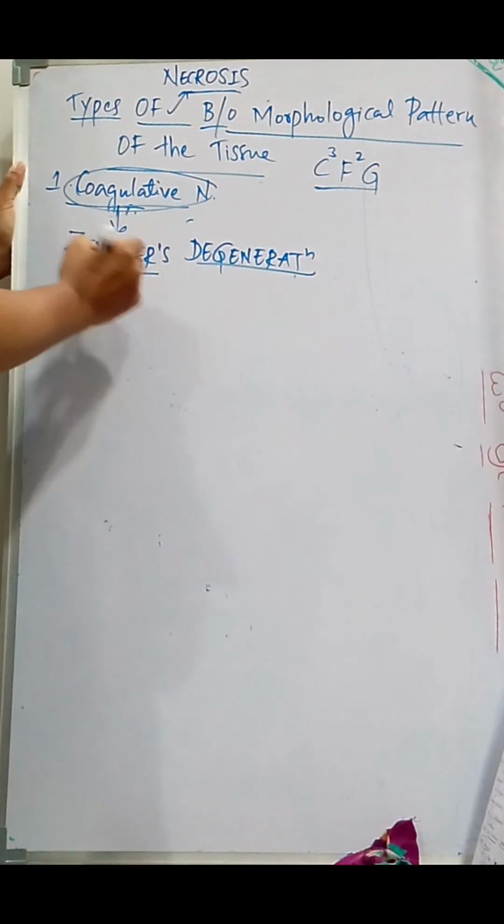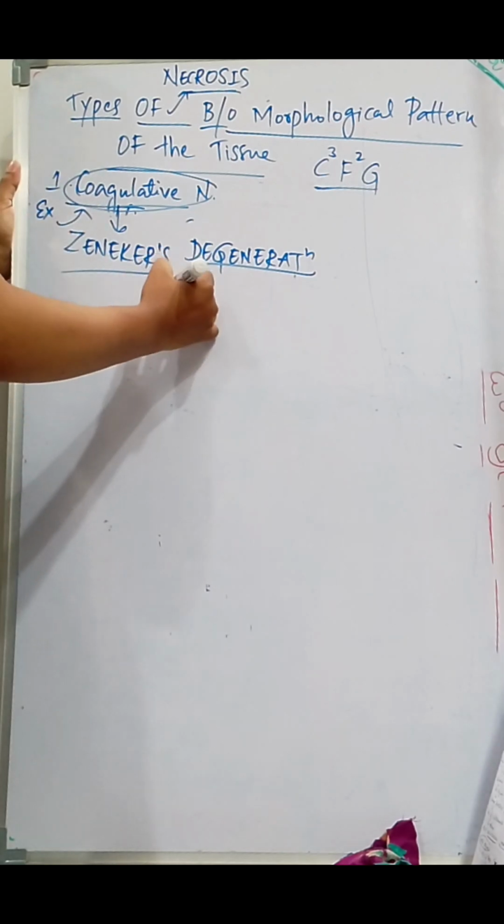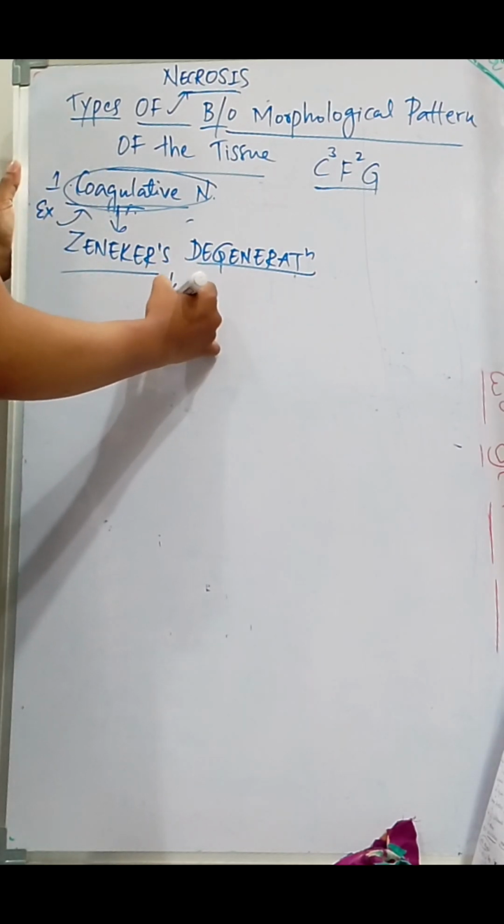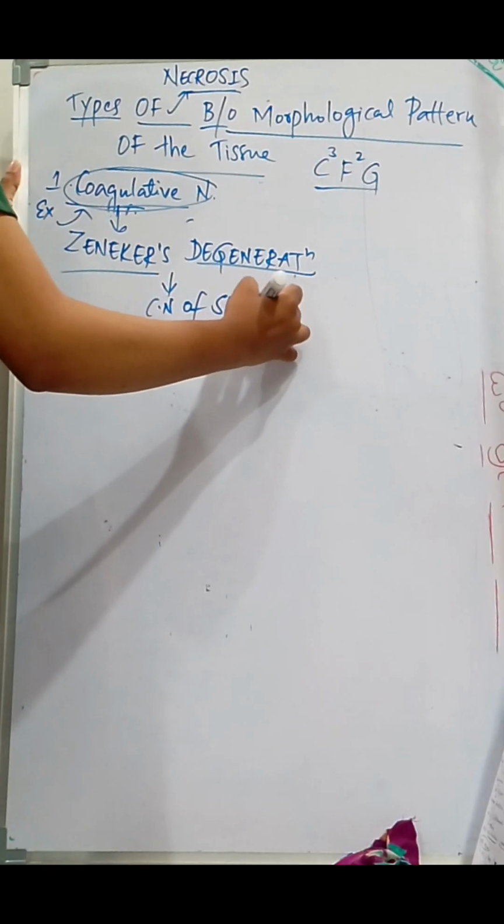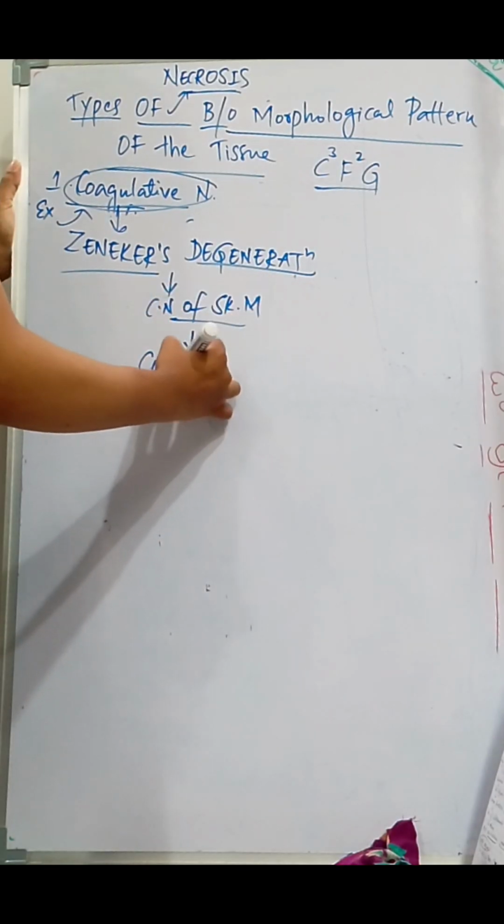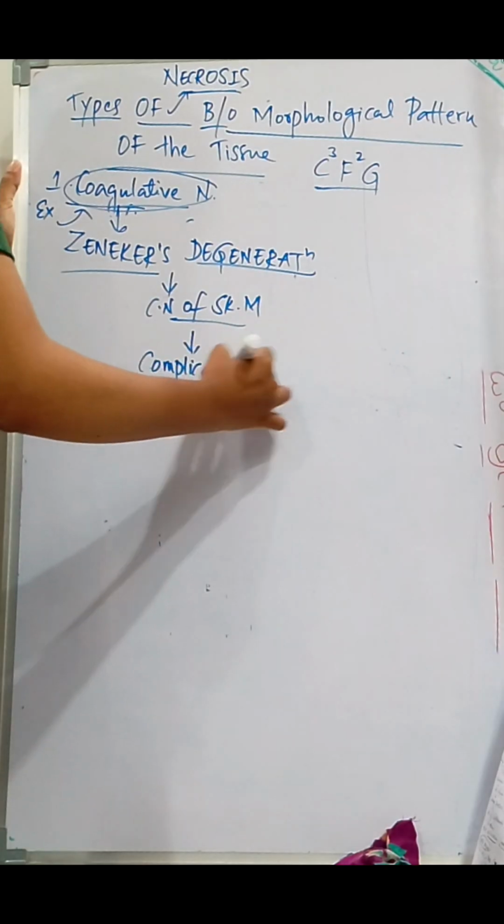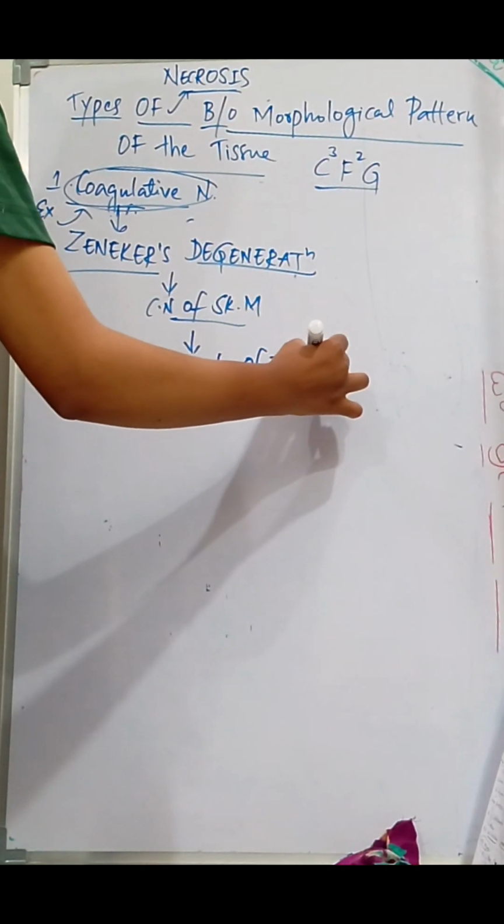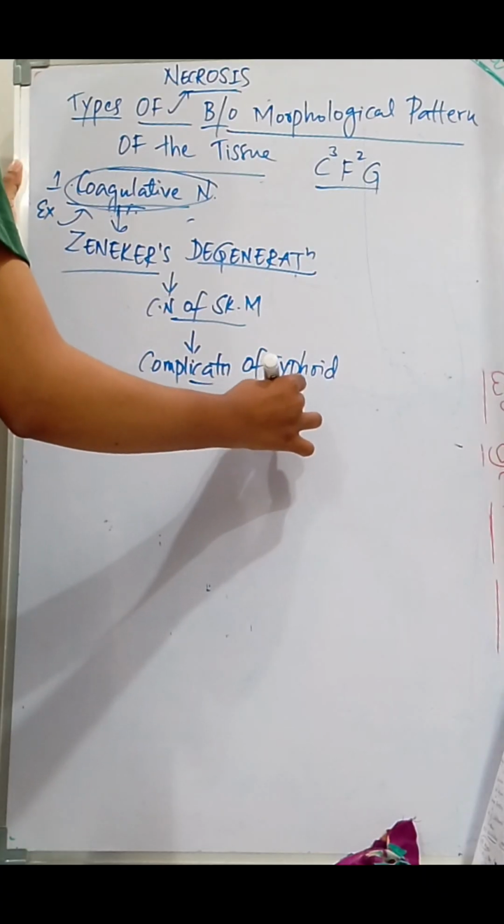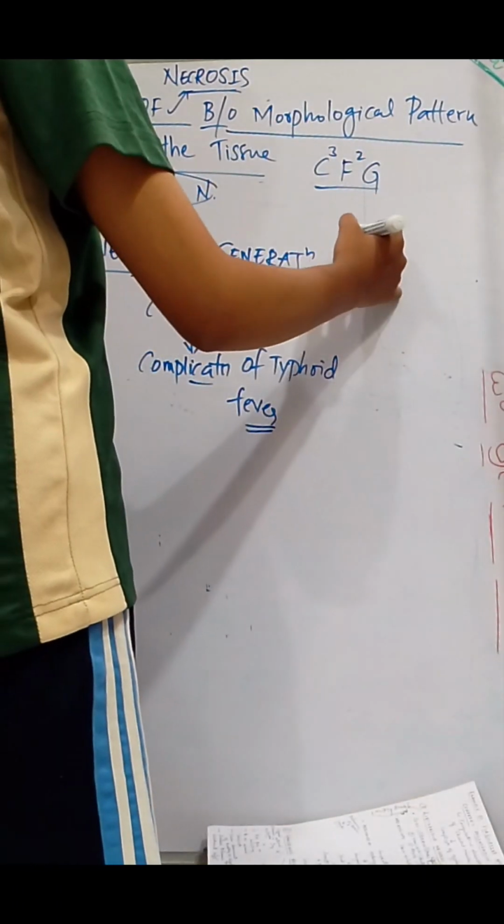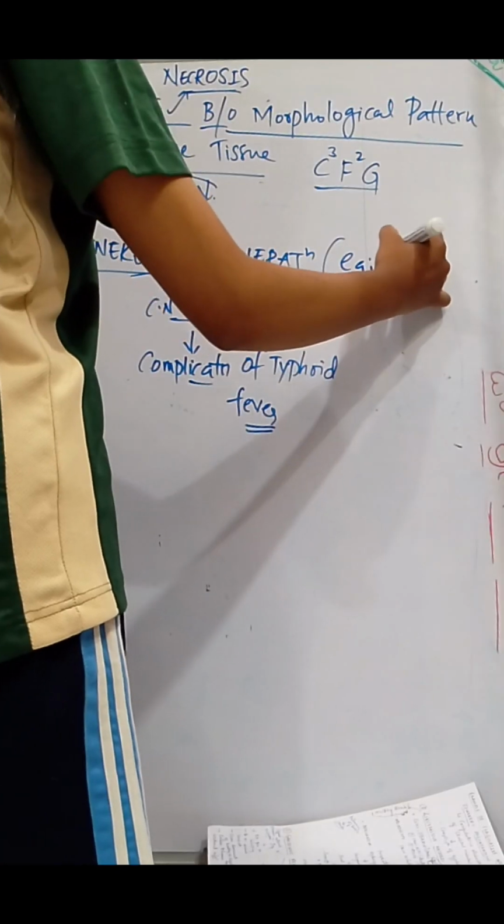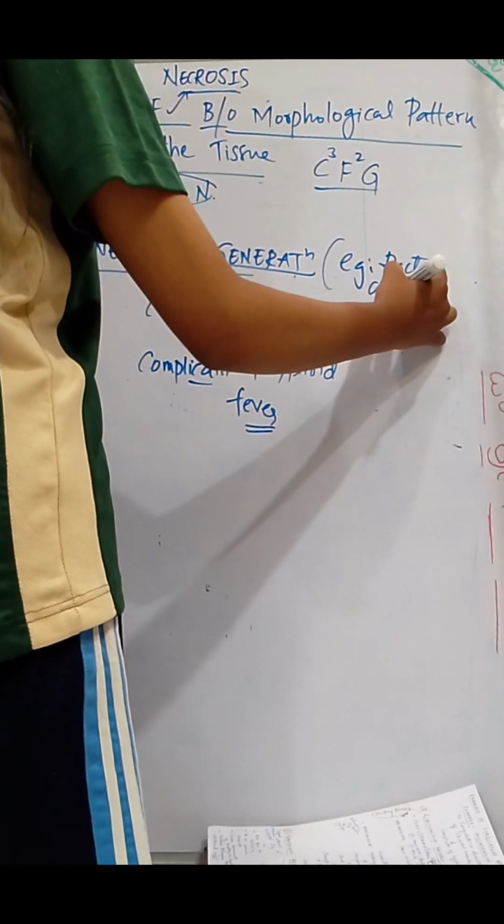So Zenker's degeneration is an example of coagulative necrosis. It is the coagulative necrosis of skeletal muscle. It's a complication of typhoid fever. And this is seen in skeletal muscles such as rectus abdominis.